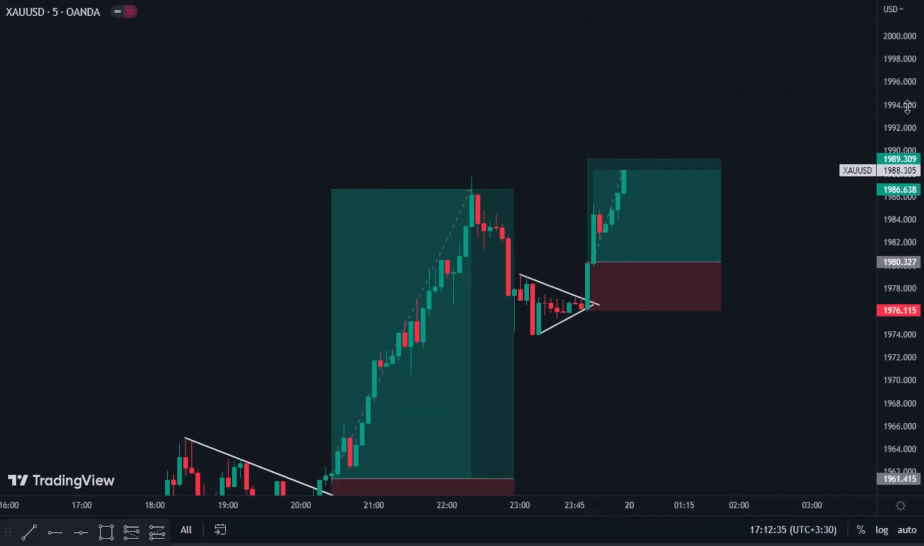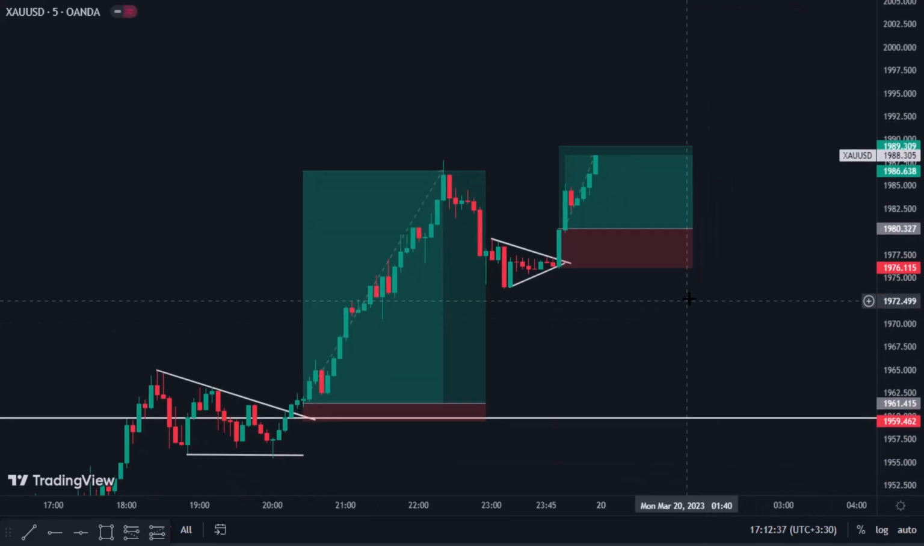Okay, it was all about today's analysis. Let's switch to the part in which I'm gonna show you the positions I made yesterday and see what is going on there.